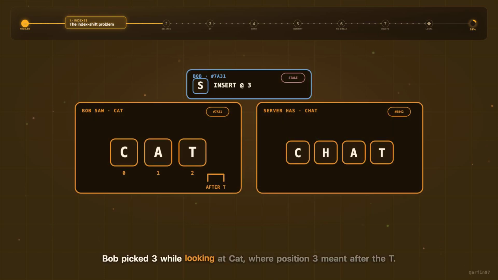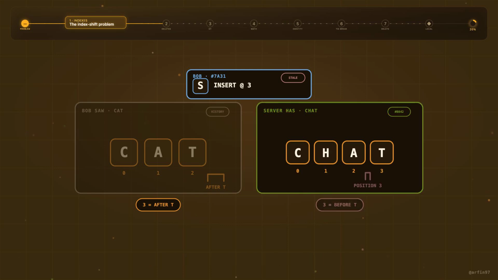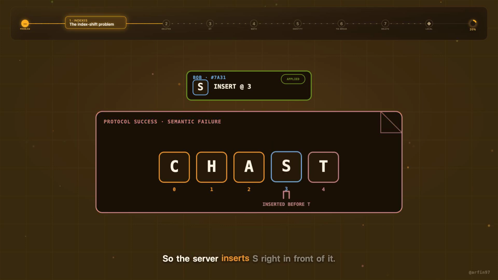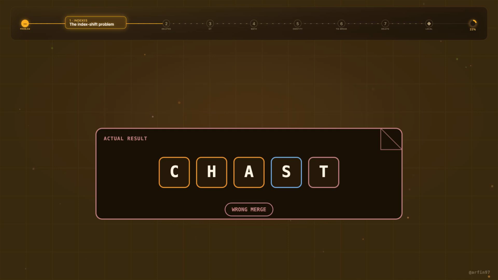Bob picked 3 while looking at cat, where position 3 meant after the T. But the document isn't cat anymore, it's chat, and position 3 now points at the T itself. So the server inserts S right in front of it. The result, C-H-A-S-T. Not chat, not cats, chast.